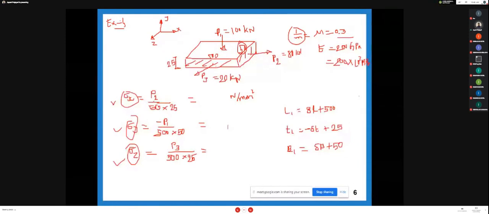So P2 divided by this area, 50 into 25. Y is vertical direction, and that is the direction of P1. So minus of P1 divided by its area. Area will be the normal plane, so 500 multiply 50.